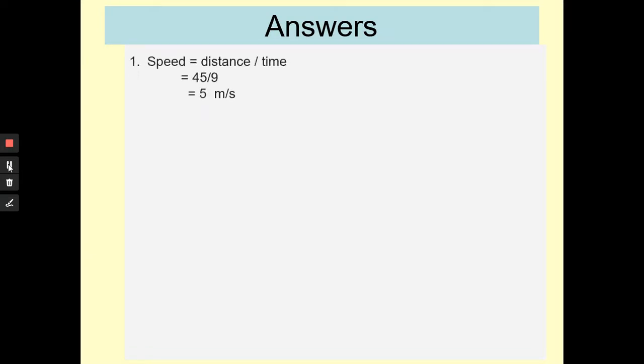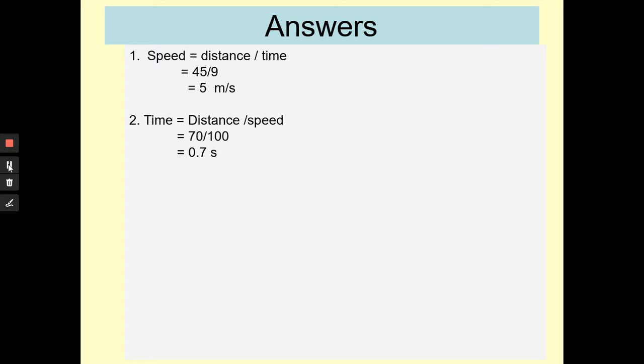Question 1, let's see what you did. Question 1 was straightforward. You had a speed calculation, so speed equals distance divided by time. There was no unit conversions required, so you simply had to do 45 divided by 9, and you end up with 5 meters per second.